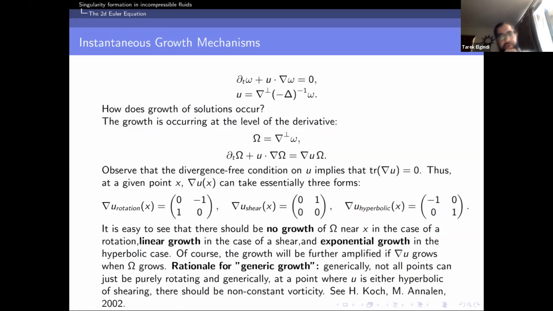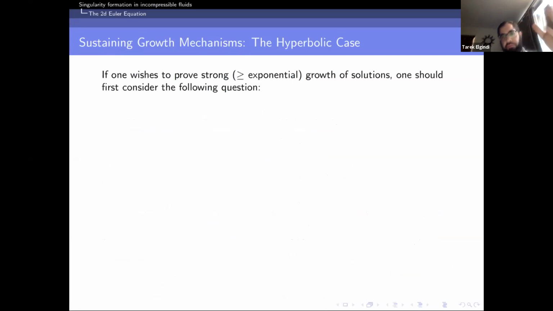Regarding this generic thing, I forgot to say, there's a paper of Koch from 2002, which you can look at if you're interested. So how can you sustain growth? I'm just going to look at the hyperbolic case. The shear case, how you sustain a shear structure, is a slightly different issue. In one word, you can try to use some low stability at low regularity. If someone's interested, you can ask me later.